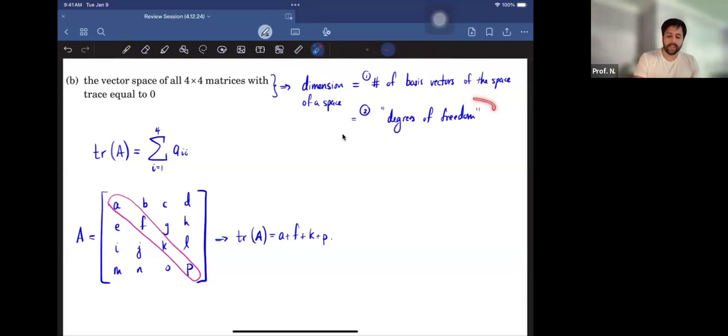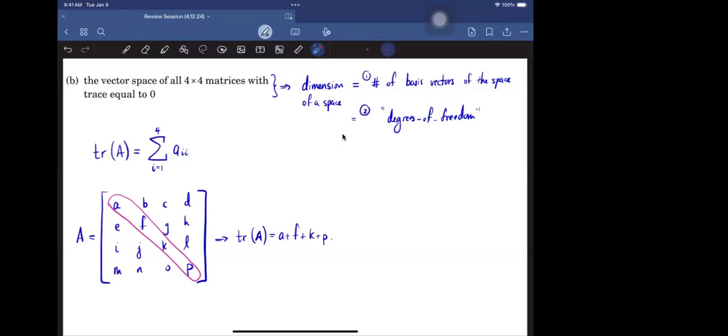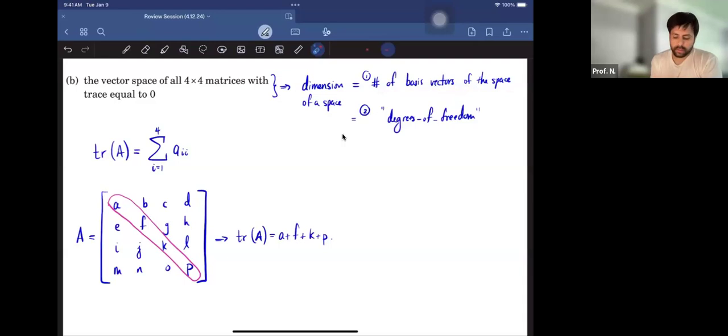It's just that using degrees of freedom, you have more freedom. If you looked at it from the basis perspective, you would have to tell me a basis for this space and then tell me how many there are. I'm not asking you to do that, at least not for this problem. I'm asking what the degrees of freedom are, in a sense. So this space, what is the condition on this space?